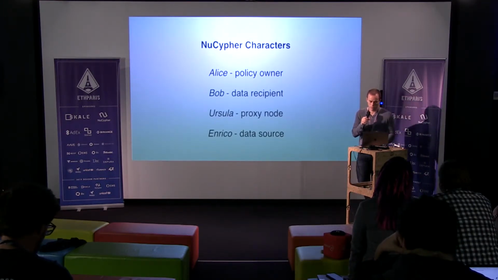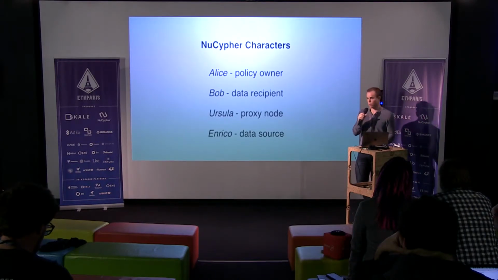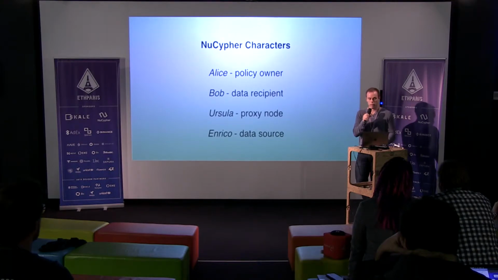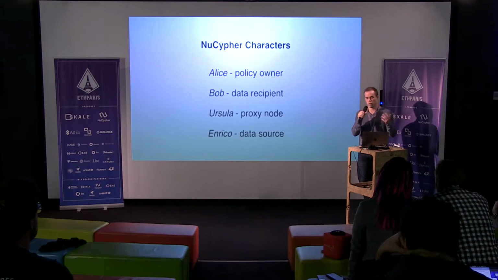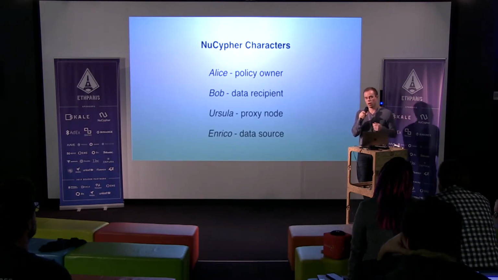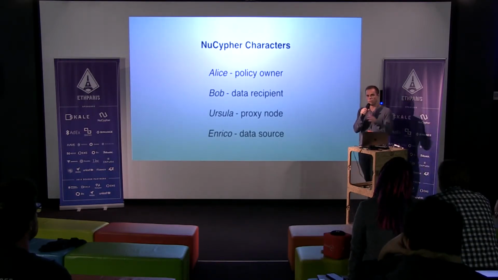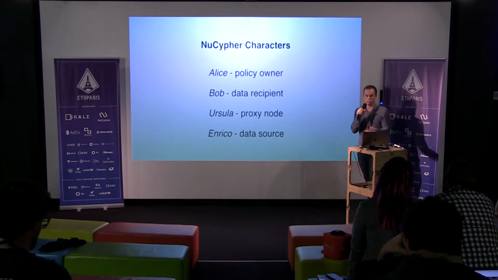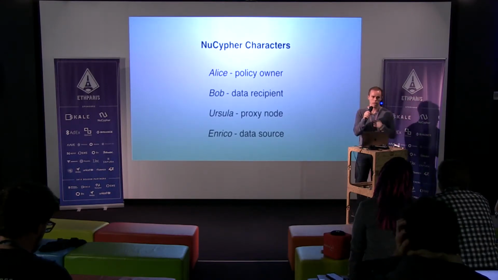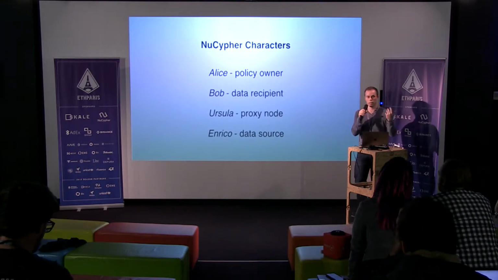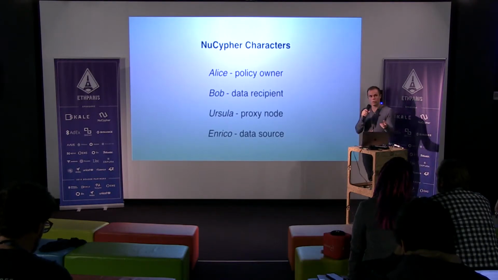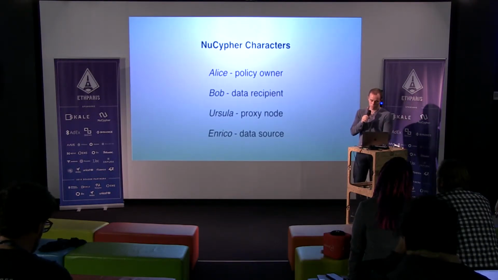And then we also have this fourth character, Enrico, which is the data source. In many applications, Alice and Enrico are going to be the same character. I'm producing data, I'm the Alice, the data owner, and I'm the data source as well. But in other applications, it's useful to delineate between Alice and Enricos, because there could be many data sources. Let's say I'm an Alice, I have a lot of data sources. I have my watch, my smartphone, my laptop, my email account. All of those are Enricos in the NuCypher narrative.